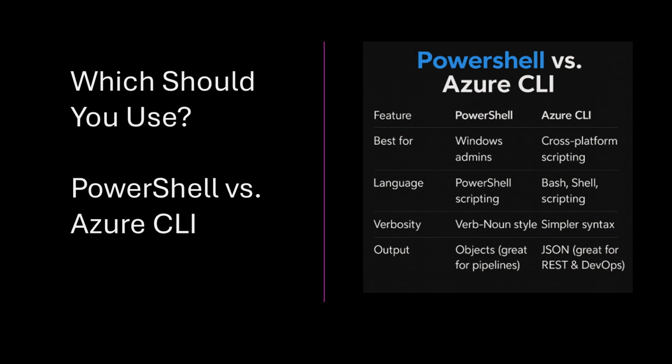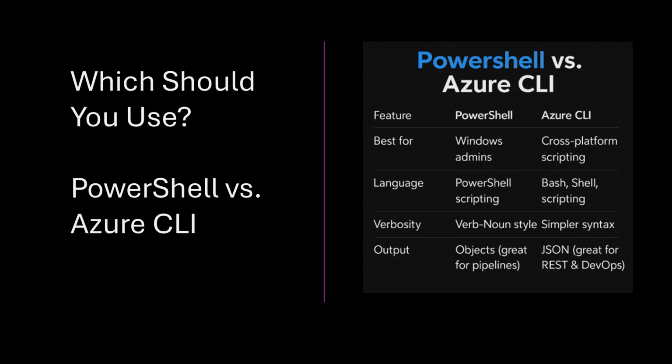The verbosity style also differs between the two. PowerShell uses a verb-noun format for its commands, which is very structured and readable. Azure CLI, however, opts for a simpler syntax, using a space-separated format like az group create. It's quick to type and easy to remember, especially in scripting scenarios.